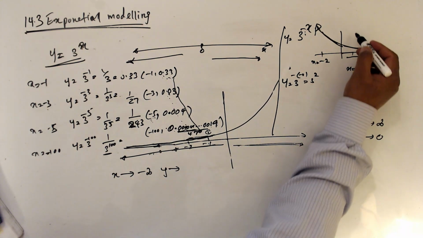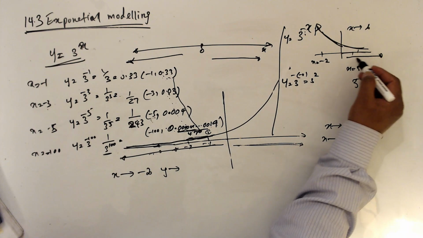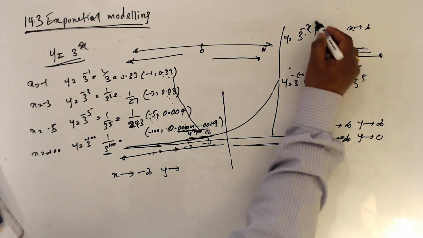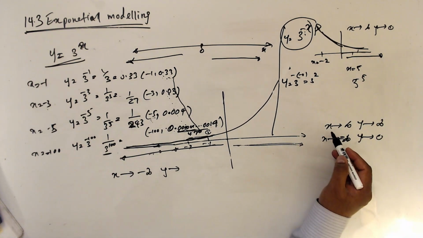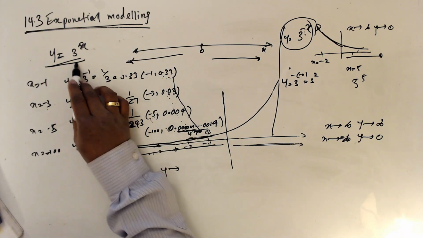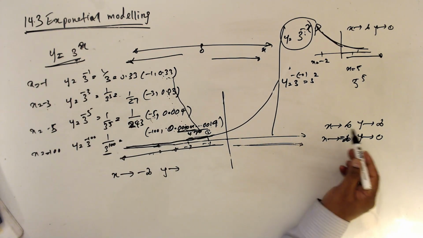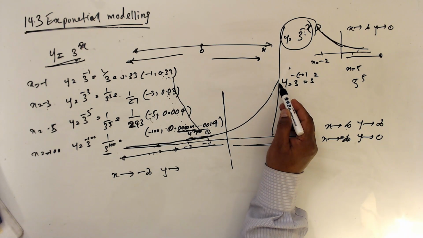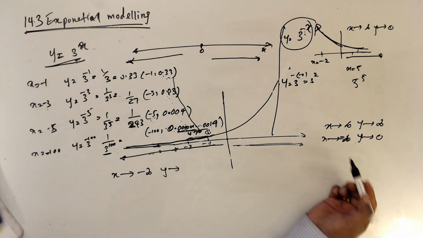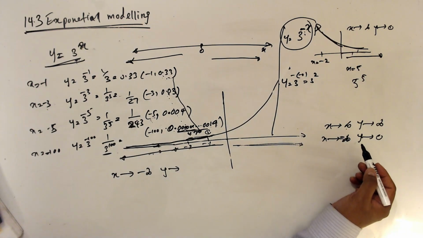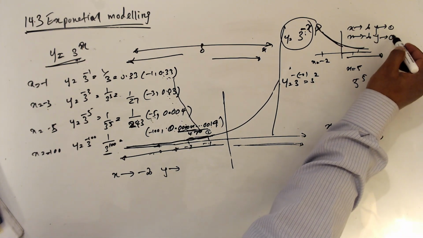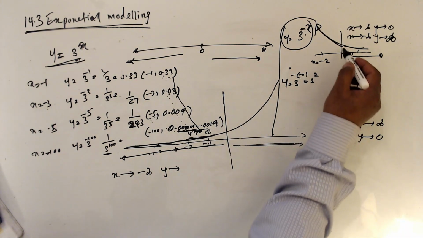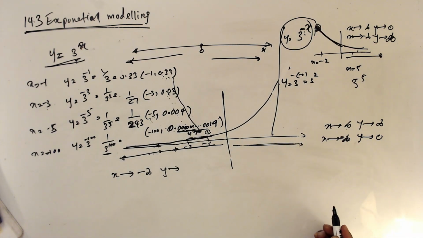It means when x goes to positive infinity in this graph, y goes to 0. In this graph, y is positive. When x goes to infinity, y goes to positive infinity. But it is opposite here because of minus 3x. And in this graph, when x goes to negative infinity, y goes to positive infinity. That's the only thing you need to know basically.